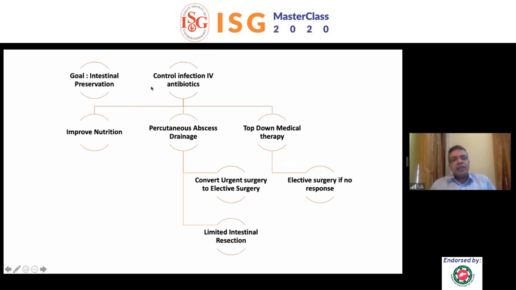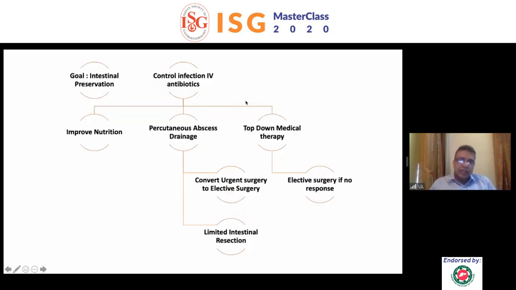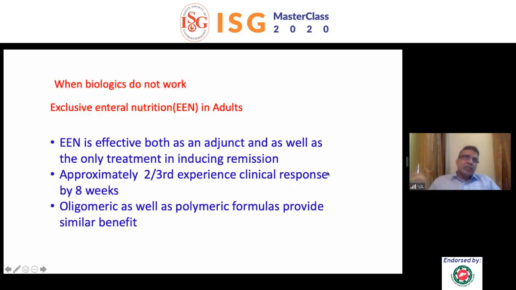First is to treat the infection, control infection with IV antibiotics, improve nutrition. You have malabsorption, so you have to improve nutrition. Subsequently, go for percutaneous abscess drainage. Why percutaneous? Because you want to convert an urgent surgery to elective surgery. You want to preserve intestine. You have to have limited intestinal resection. The patient would have recurrent surgeries. Or if there is no abscess, you go for top-down medical therapy, and if it fails, then elective surgery. This is one setting again.